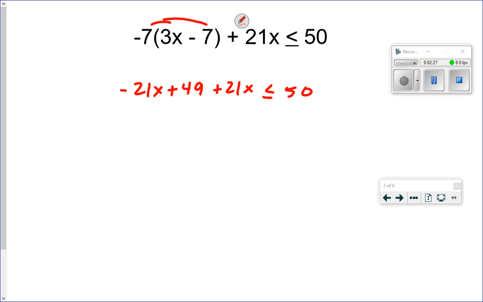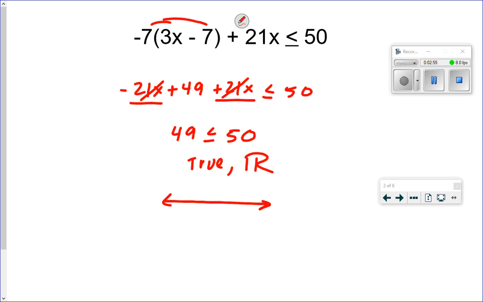Okay, now on the left-hand side, I've got two terms that I can combine. -21x plus 21x, those are just going to cancel. I'm left with 49 is less than or equal to 50. So we need to decide, is that a true statement or a false statement? Well, 49 is less than 50, so that means it is true, which means it's all real numbers, which means I have a number line, and I'm going to shade the entire thing.